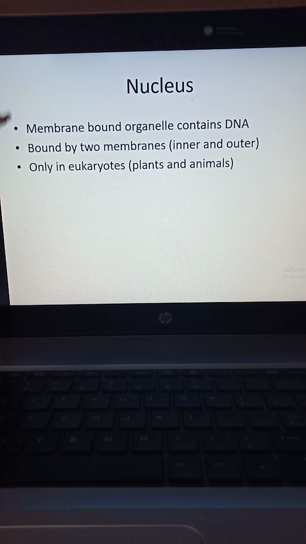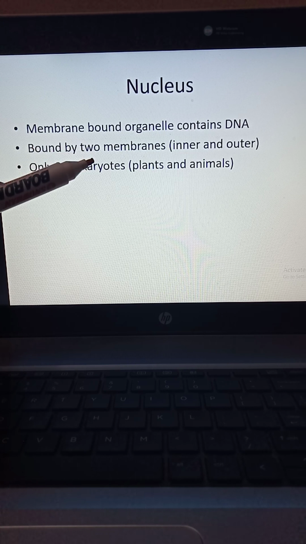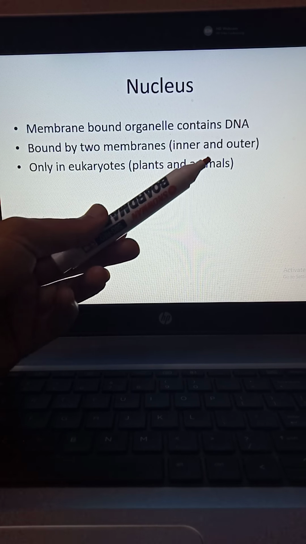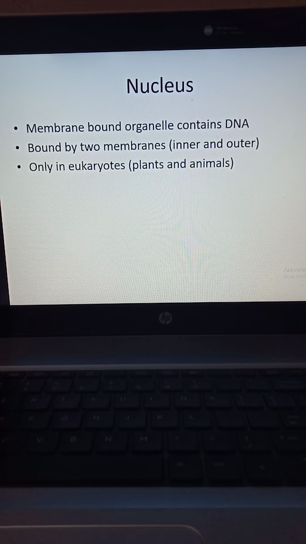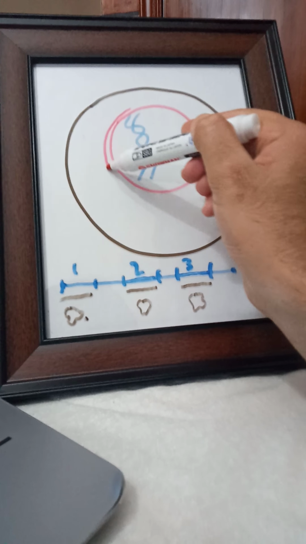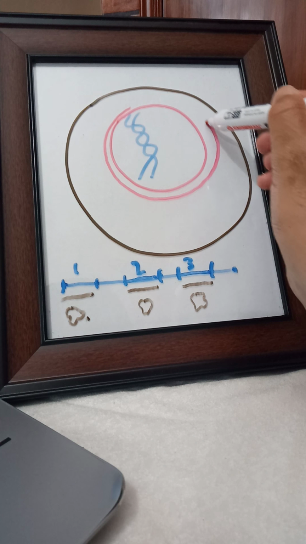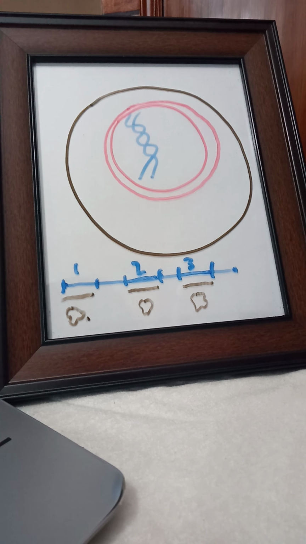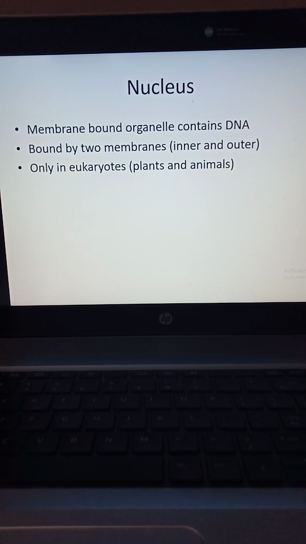And nuclear membrane is basically double layered. It's not a single layered membrane, it's a double layered membrane. It is bound by two membranes, not single membrane. It has inner membrane as well as outer membrane. So you can draw it this way. You can draw another layer here like this. So that means there is more protection of the DNA because it has two layers or two membranes are there.